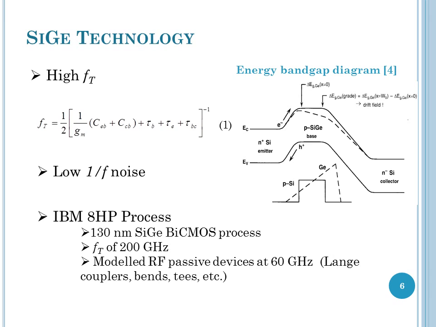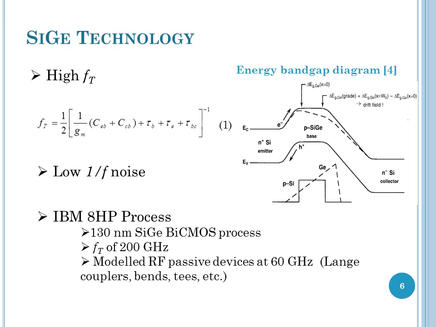Hence, silicon germanium HBTs have high unity gain frequency, as it could be noted from the equation that the base transit time is a major contributing factor for determining unity gain frequency. The low 1/f noise of silicon germanium also makes it the preferred choice over MOS technology for VCO design. This is because 1/f noise is upconverted and shows up as phase noise of the oscillator. The conversion mechanism will be discussed later in this presentation.